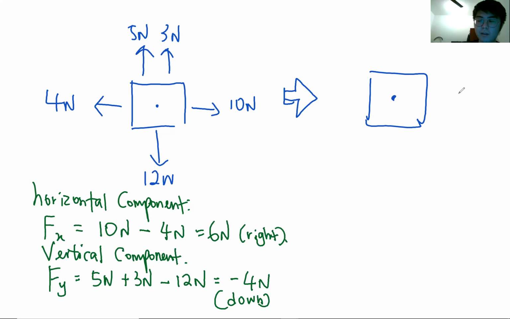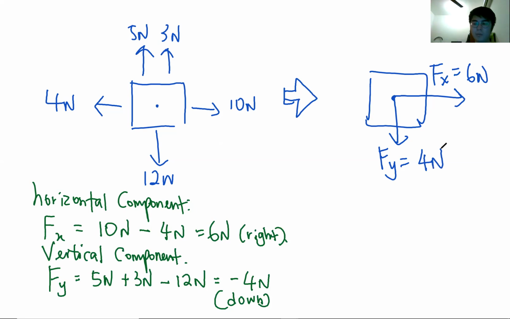I have here Fx acting to the right equals 6N, and then I have Fy downwards equals, again, don't write negative, just 4N. Okay, so you already sum them up into vertical component, then you find the resultant. So use the coordinate system, this one.